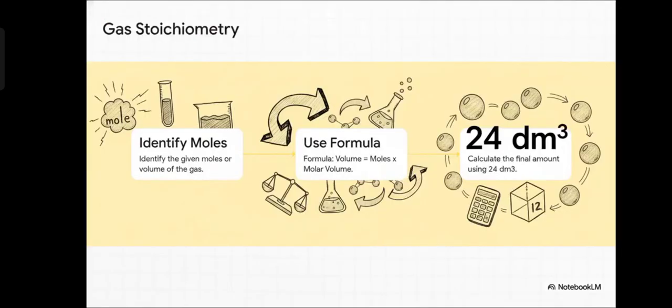Let's see how this builds into a really straightforward calculation. If a test asks you for the volume of 0.5 moles of hydrogen gas at room temperature and pressure, you don't panic. You just multiply your moles, which is 0.5, by our constant, 24. Half of 24 is 12, so it occupies 12 cubic decimeters. Honestly, it's as simple as that.